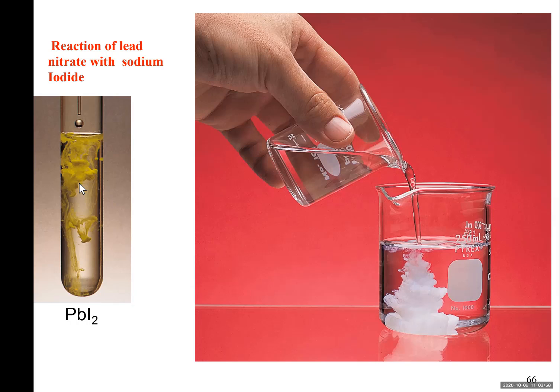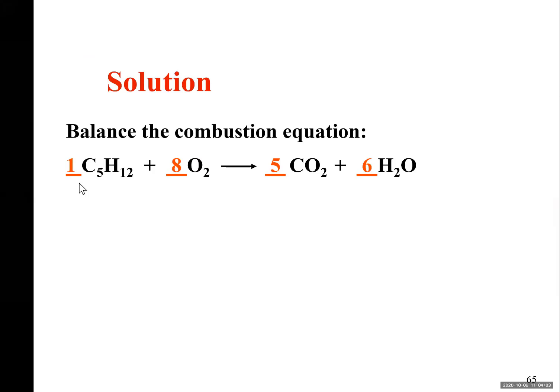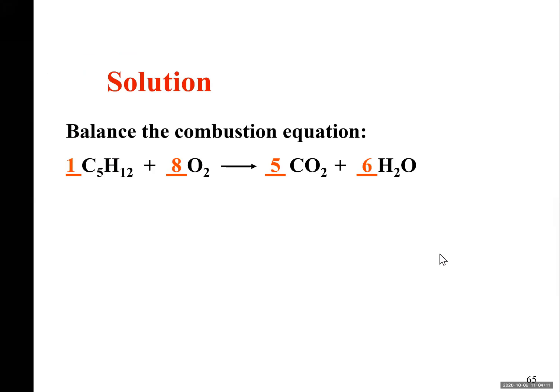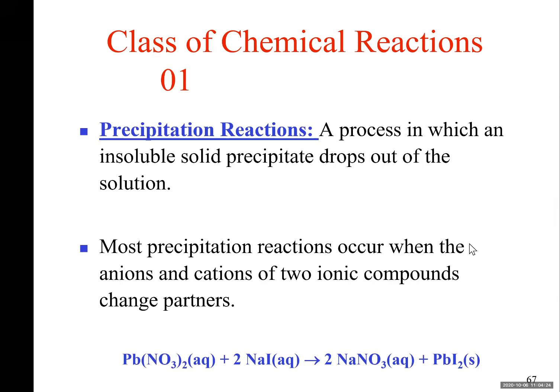So this is a precipitation reaction. We talked about it last time. And this was writing a balanced equation for combustion. We said combustion of organic compounds results in the formation of carbon dioxide and water. So the reaction that you observed resulted in a yellow precipitate. This is the yellow precipitate that you observed.